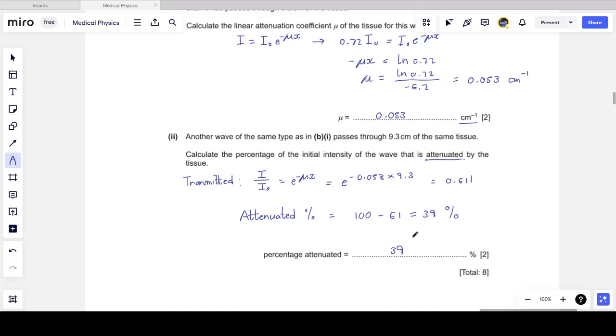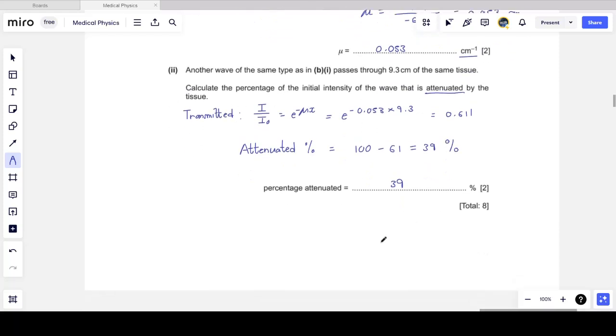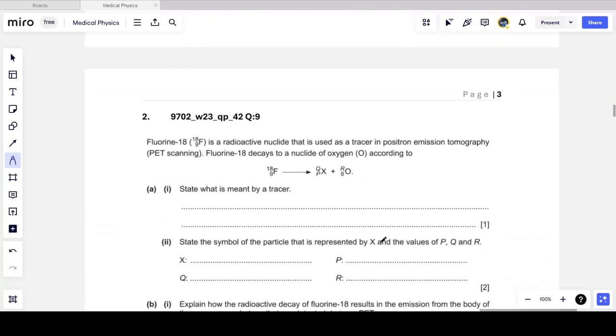So that is a question where you could have used ultrasound or X-rays, but the mathematics was the same. And in total, that question was worth 8 marks. And it was quite interesting. We had to understand both X-rays and ultrasounds in order to answer this question completely.